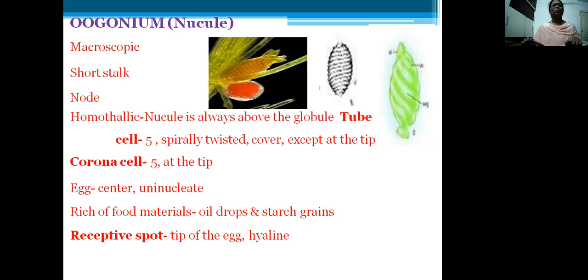There is an egg or ovum present in this oogonium. A single egg is present, which is uninucleate and non-motile, rich in food material, oil drops, and starch grains. It has a receptive spot at the tip of the egg, which is hyaline.